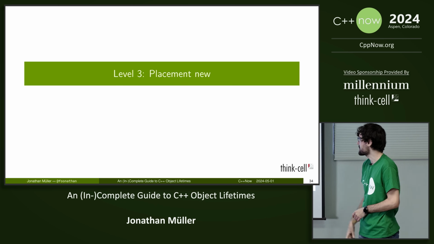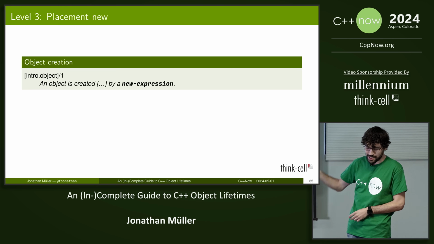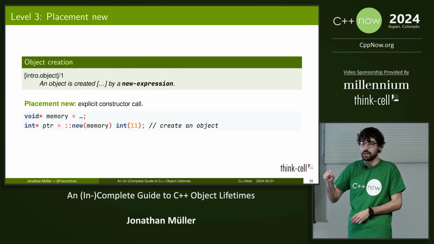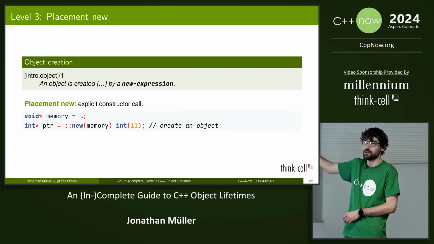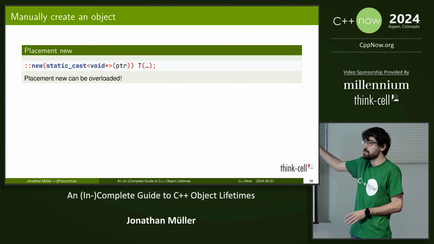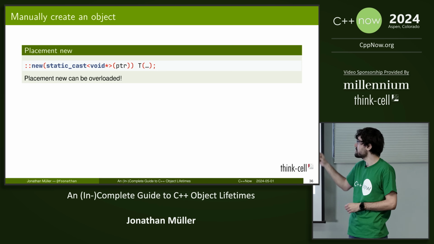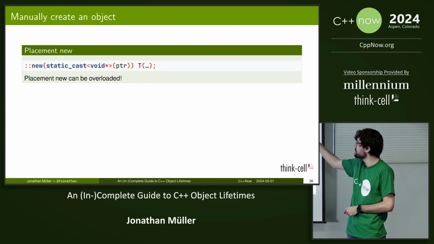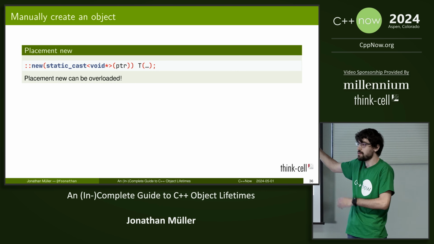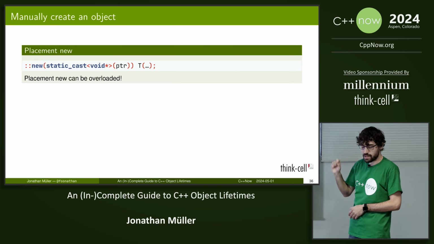So let's talk about the actual interesting stuff. Placement new. Again, an object is created by a new expression, but there's a special kind of new expression, placement new, which is essentially an explicit constructor. So we've got some memory, and we can explicitly create an object in that memory. You have to be a bit careful because placement new can be overloaded. Essentially you can have a new expression that takes arbitrary arguments and does whatever. So when you want to actually call the placement new that you want, you have to use double colons to call it in the global scope and then static cast to void, because you can write an overload that takes an int pointer and does whatever, right? So you have to do it like that.